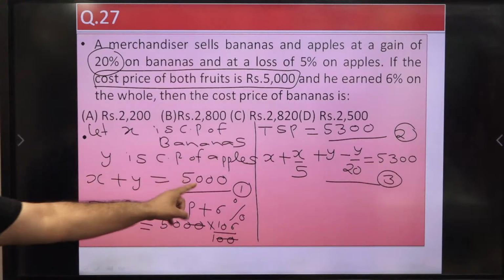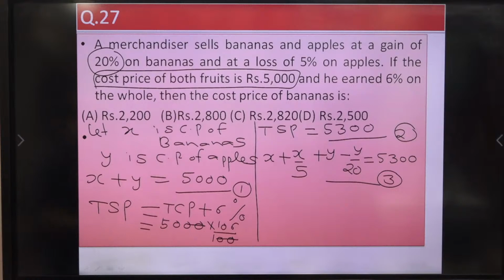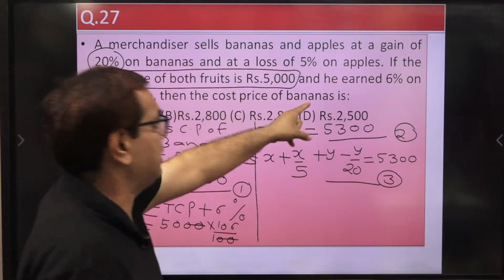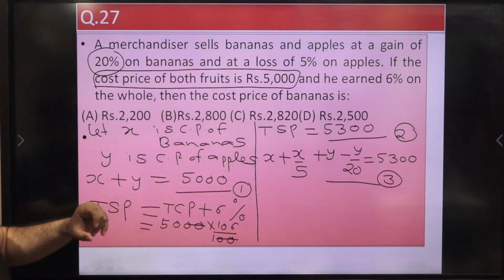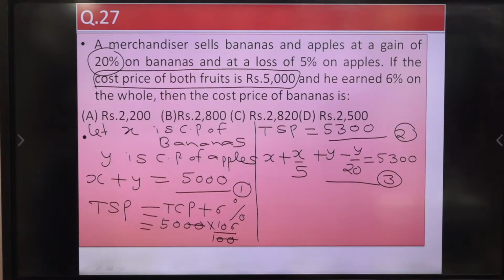So now we have two equations in X and Y. This is one equation and this is another equation. You have to eliminate Y, because they are asking the cost price of bananas, so it means they are asking X. So you have to eliminate Y from these two equations and compute the value of X. Now it is your duty to do this activity.